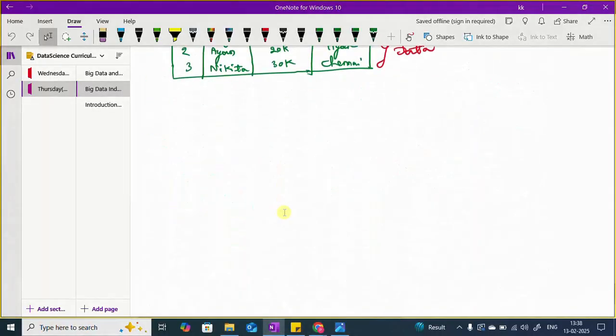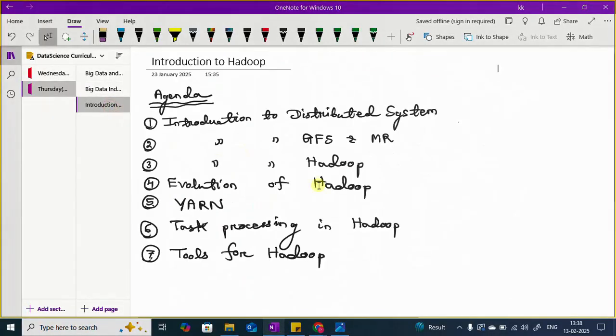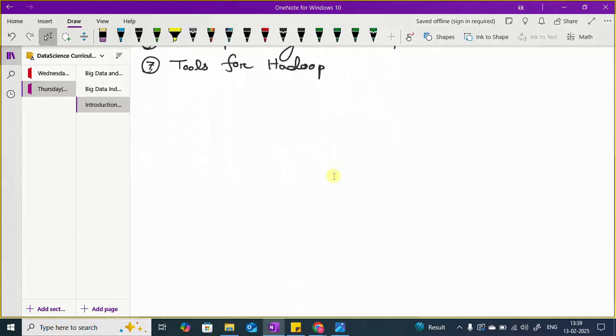Fine. Now let's come to today's agenda. So today these are the agenda items I have set. Let's start with the first one. We'll deep dive into each and every subtopic one by one. Let me write down the first one, that is introduction to distributed system.